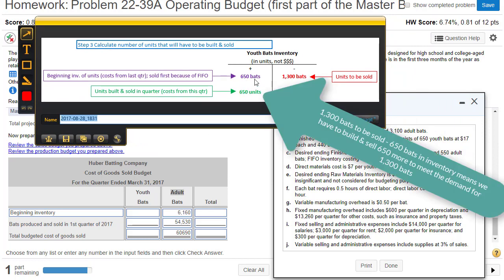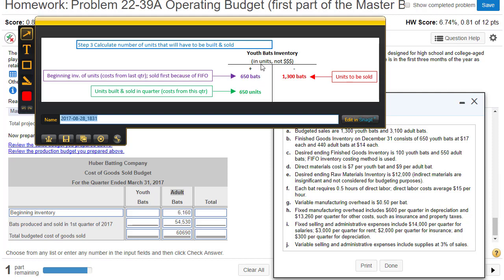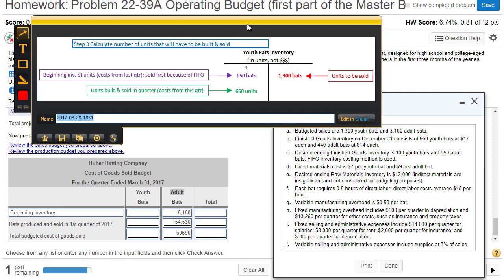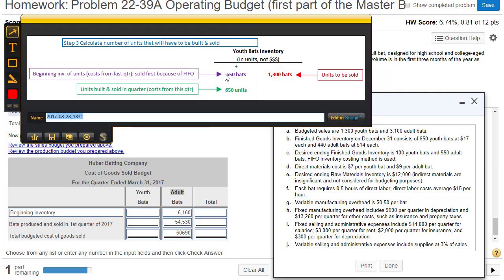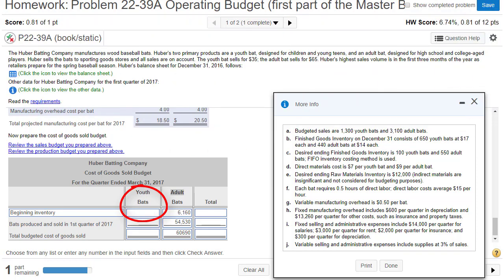So now we can calculate the cost. Remember, these are units, but to calculate cost of goods sold, it has to be in dollars. So to calculate the dollars, we're going to take these beginning inventory bats and figure out what their original cost was. Their original cost was right here, $17. So 17 times 650 bats gives us our data for right here. And then I will show you my calculation for that.